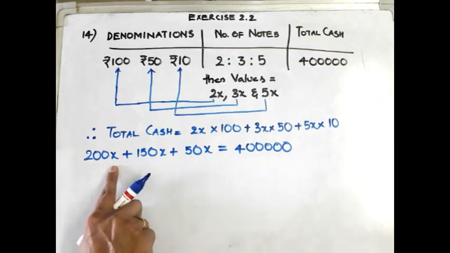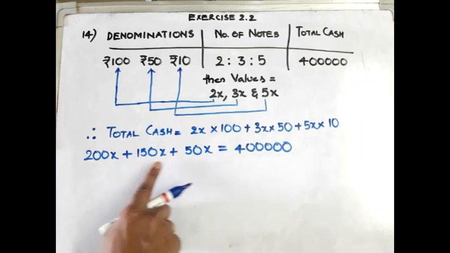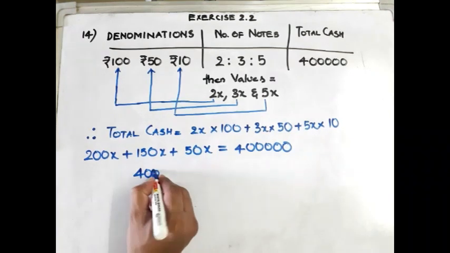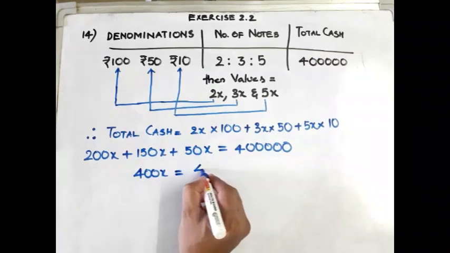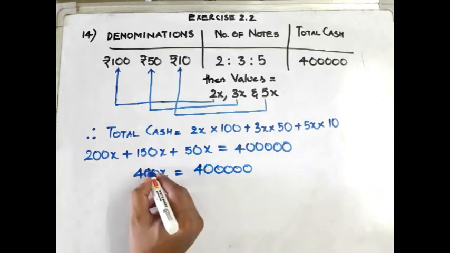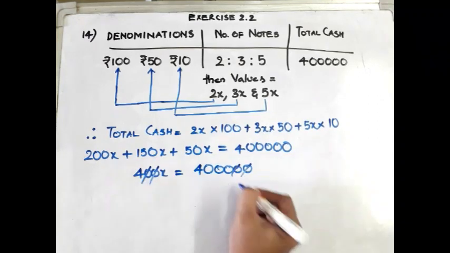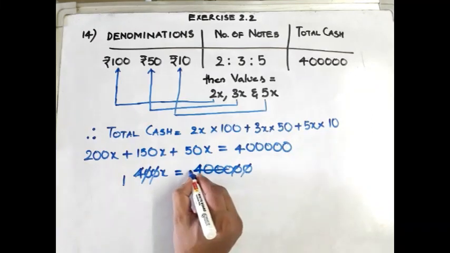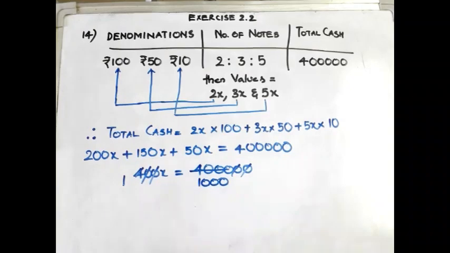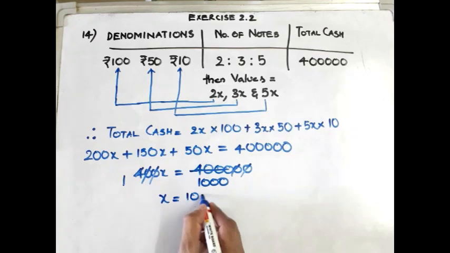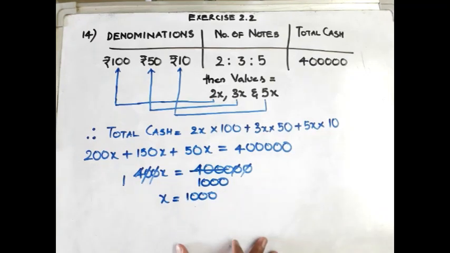Now look, 200x plus 150x is 350x, 350x plus 50x is 400x. 400x is equal to 4 lakh. So let us cancel 2 zeros. Again, 4 ones are 4, so 4 ones are 4,000. Now we got the value of x as 1000.